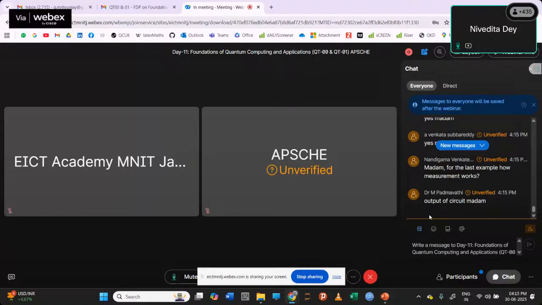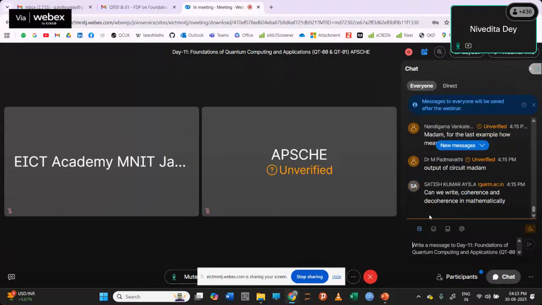Okay. Any other question? So whenever you do a measurement, you actually have to put the measurement gates with respect to all the qubits. Then we'll actually be watching the result, that 1, 2, 4, 7.